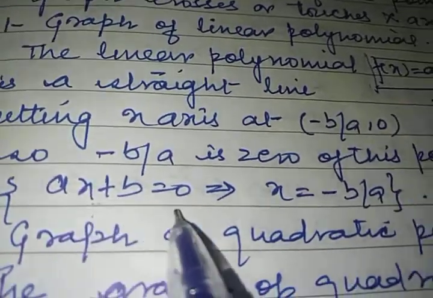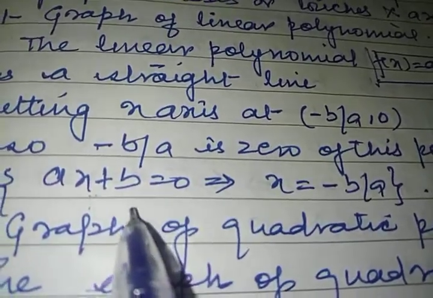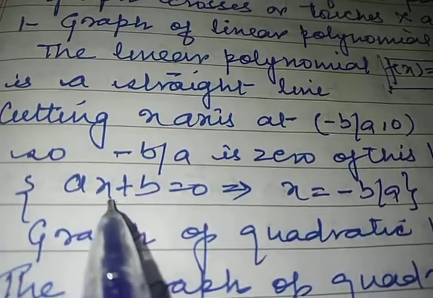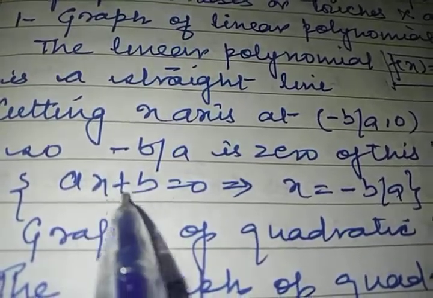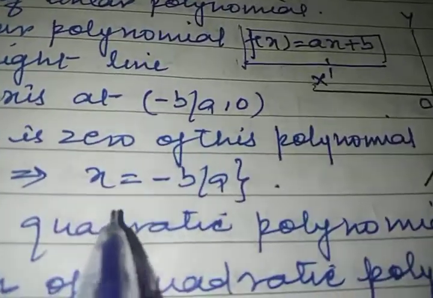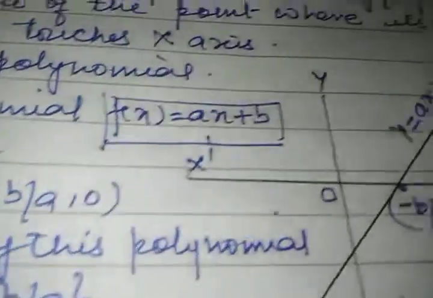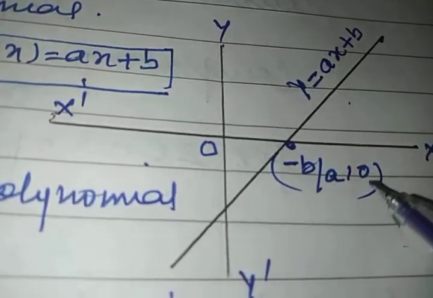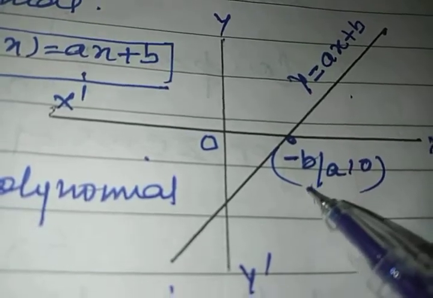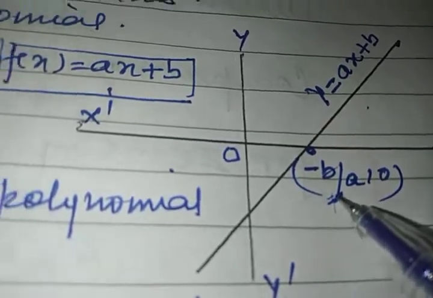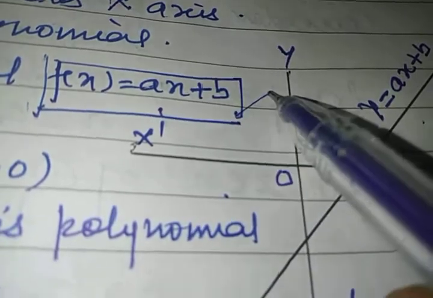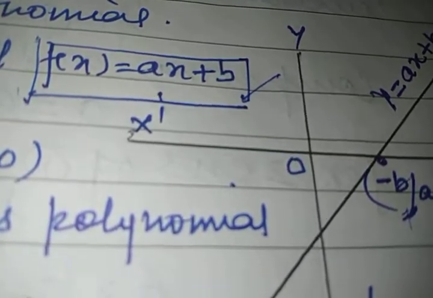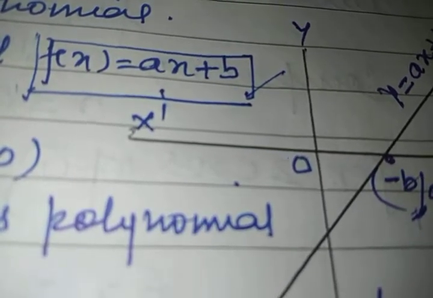Put ax plus b is equal to 0. I told you f(x) is equal to 0 will give the zero. So f(x) is equal to 0 means ax plus b is equal to 0. That will give you x is equal to minus b upon a. So this is minus b upon a here, and since this is the x-axis, the y coordinate will be 0. So this is your only zero of the polynomial f(x) is equal to ax plus b.